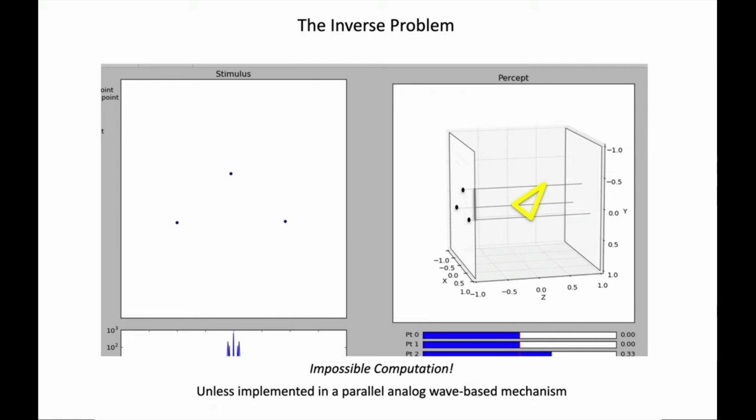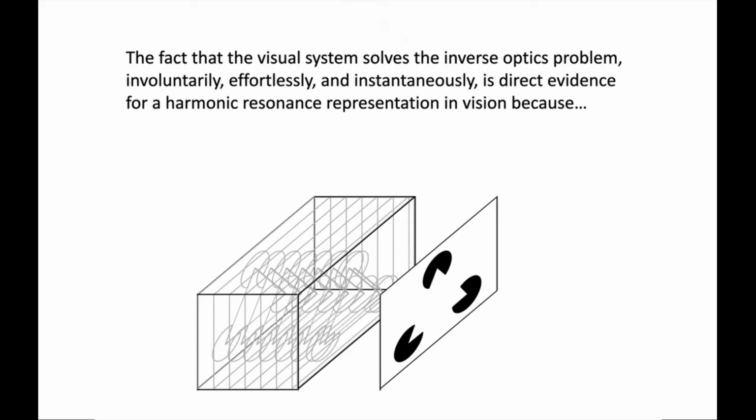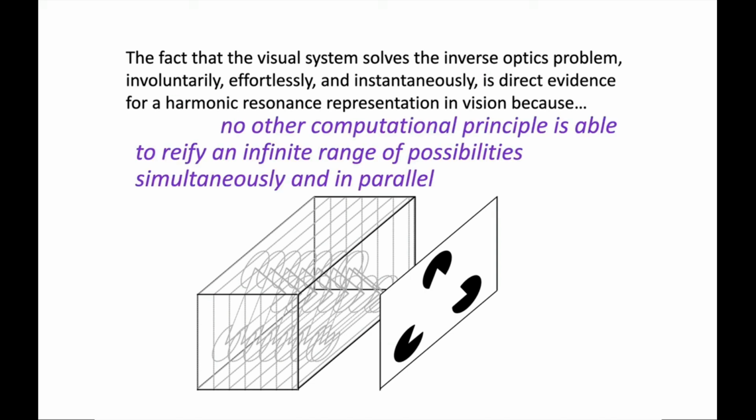Now, this is an impossible computation unless implemented in a parallel analog wave-based mechanism. The fact that the visual system solves the inverse optics problem involuntarily, effortlessly, and instantaneously is direct evidence for a harmonic resonance representation in vision, because no other computational principle is able to reify an infinite range of possibilities simultaneously and in parallel.